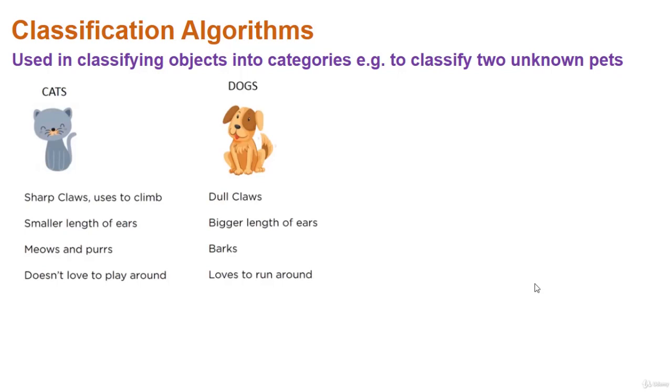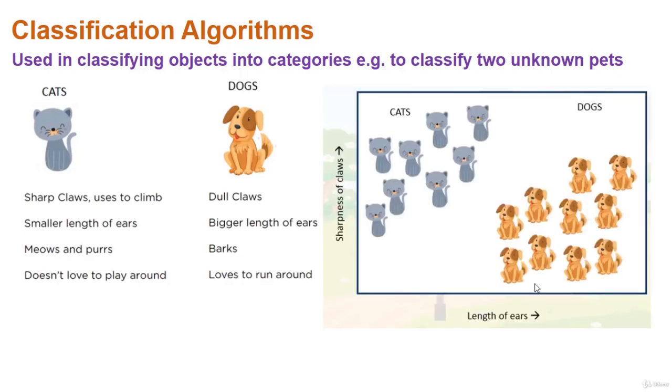So based on these features, when you see an animal which has sharp claws, smaller length of ears, and doesn't love to play around, you can then say that this is a cat. But if you see an animal which has dull claws, bigger length of ears, barks, and loves to play around, you can then conclude that this is a dog. So generally, this will happen when the algorithm is classifying this item. It can classify items either as cats or dogs, based on these features.